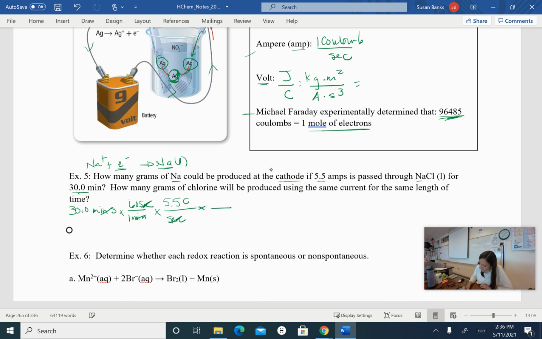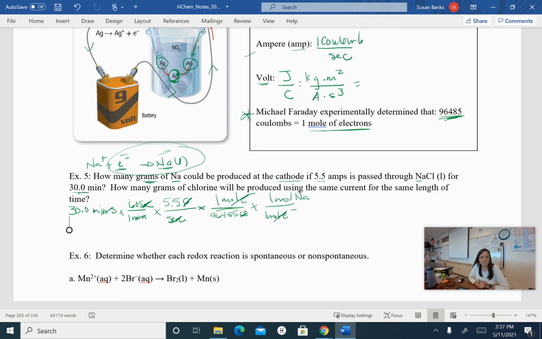Next, I'm going to use Faraday's constant here. So I have 96,485 coulombs for 1 mole of electrons. So my coulombs cancel. And then I'm going to use this relationship. I have 1 mole of electrons for 1 mole of sodium. So 1 mole of electrons will give me 1 mole of sodium. So my moles cancel out.